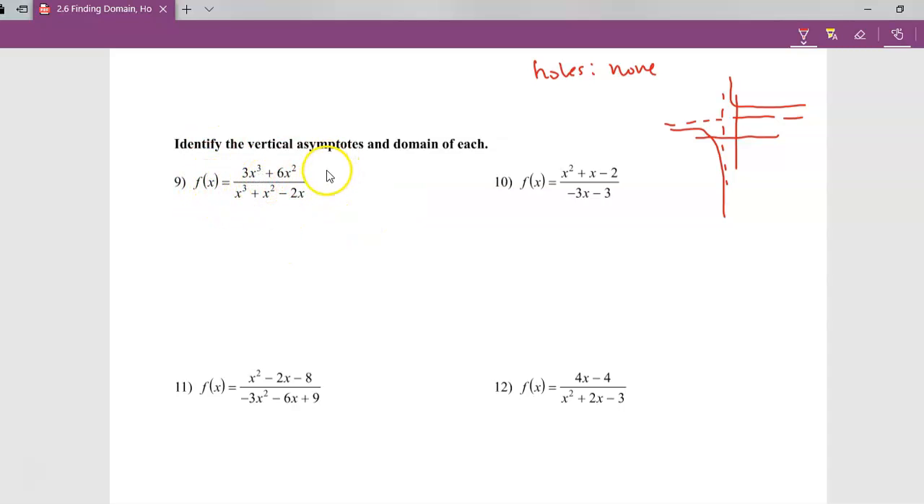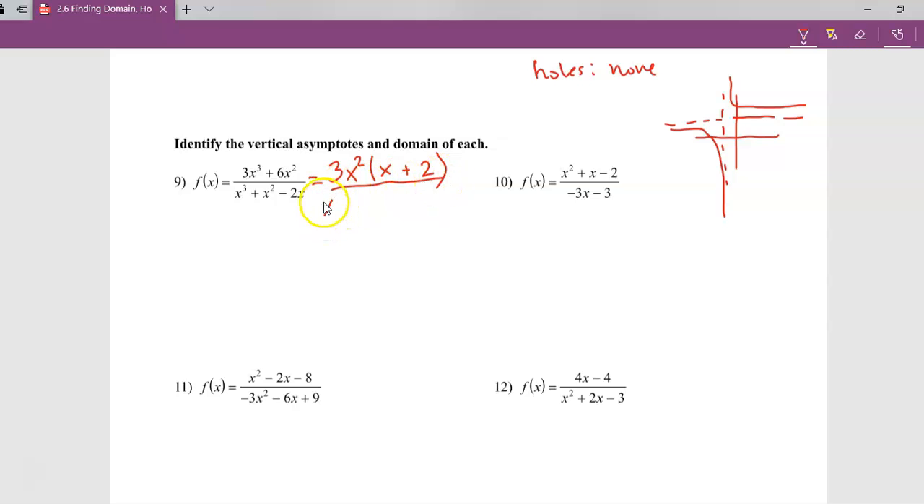So in number 9, again, we're asked to find the domain, so we need to factor the denominator. But because we're asked to find vertical asymptotes, we'll also need to factor the numerator. So the numerator has a common factor of 3x squared. I'm going to pull out 3x squared. That will leave me with x plus 2. Again, double check, make sure if you multiplied it back through, you get the same thing again.